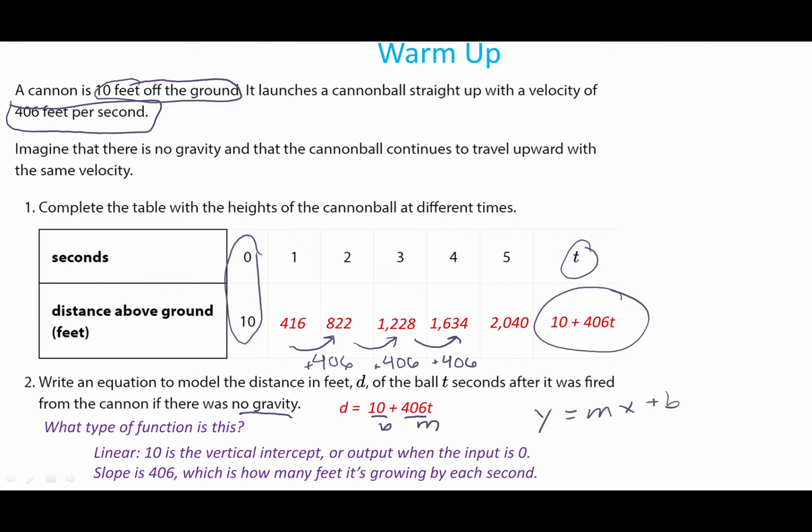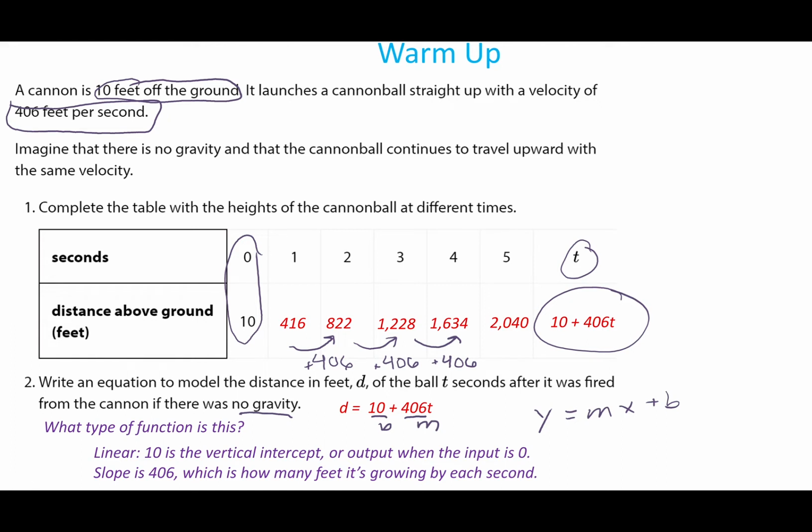So this is a linear function where 10 is the vertical intercept, so b, the output when the input is 0. So that's our y-intercept that we have here. And the slope is 406, which is how many feet it's growing by each second. So that's showing the slope of the line if we were to graph this.